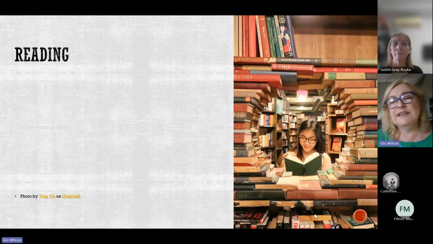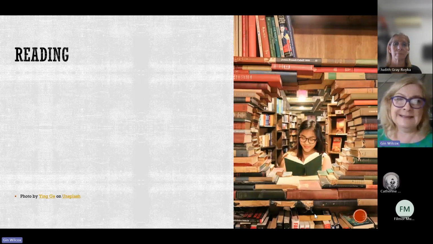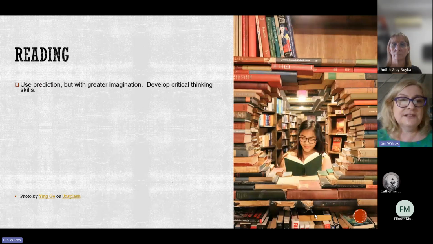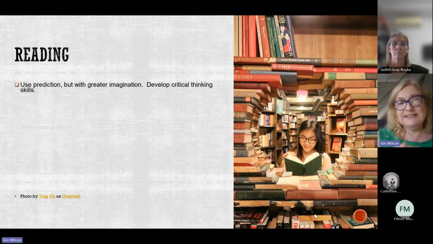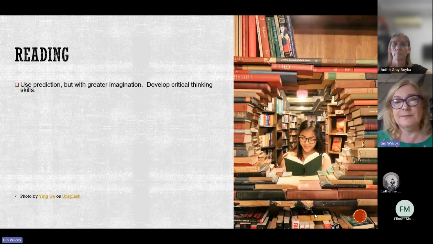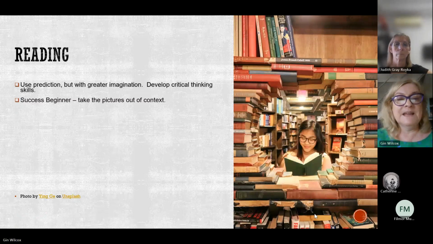Okay, so now we move to reading. So the receptive skills, both reading and listening, again have similar structures. We usually use prediction. We look at the title and we look at the images, and we ask the students to predict what the text is going to be about. But if we can push them to use greater imagination, we can develop critical thinking skills.